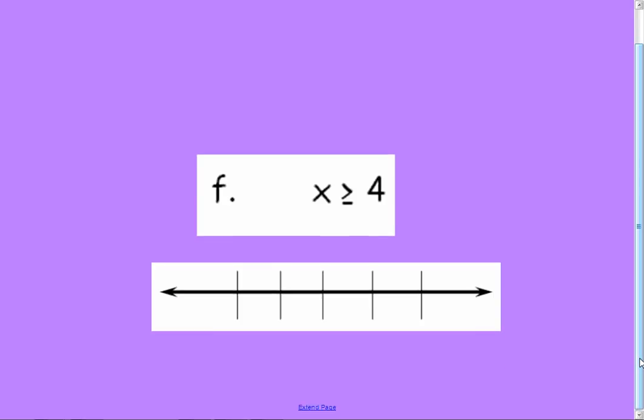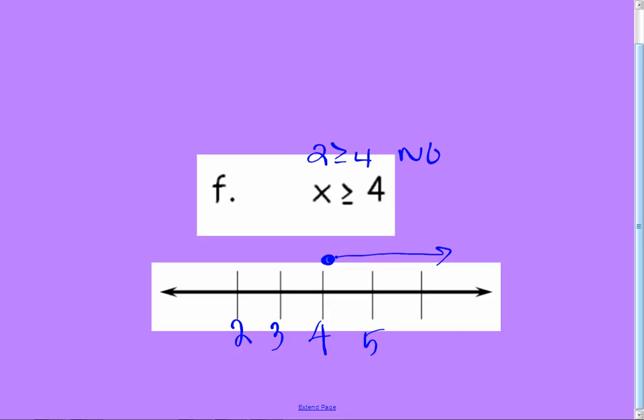X is greater than or equal to 4. Closed, that's right. So there's 4. You're going to close it. Which number do you want to try? 2. Is 2 bigger than 4? No. So guess what? It's going to go the other direction. It's not going to go to the left. It'll go to the right.